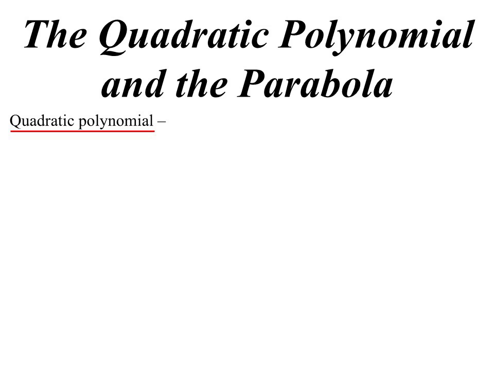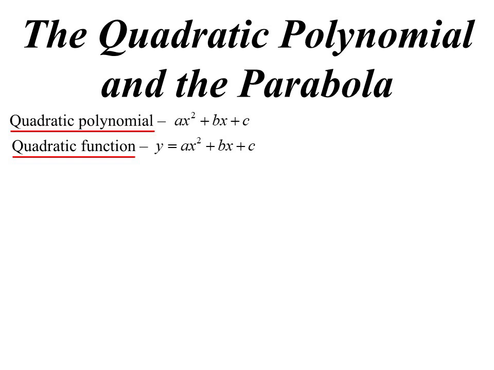The quadratic polynomial, what is that? It's an algebraic expression in that sort of form: ax squared plus bx plus c. Notice it's not equal to anything. It's just a polynomial. The quadratic function then is when we make it equal to a dependent variable. So y equals ax squared plus bx plus c is the quadratic function as opposed to the quadratic polynomial.